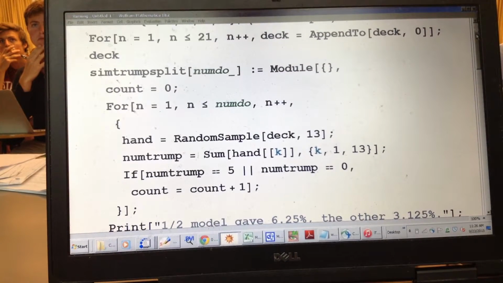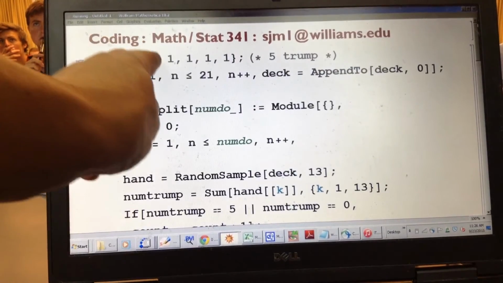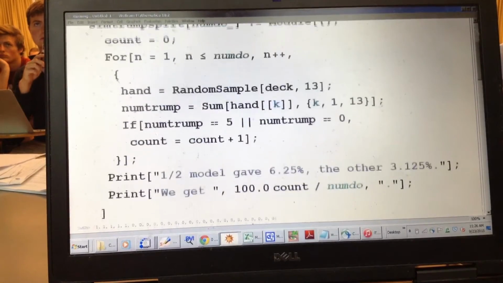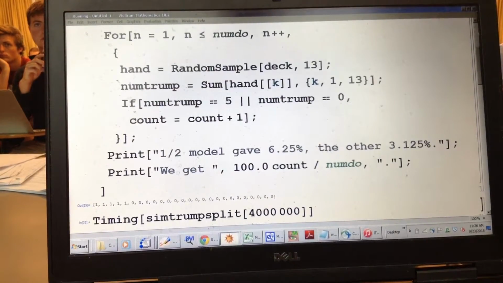So we choose randomly 13 cards from the deck. And let's make sure we put in 5 trump: 1, 2, 3, 4. We have 5 trump. We put in 21 non-trump. We sum, and if the sum is 5 or if the sum is 0, we increase the count by 1. And then did we say it was supposed to be about 3.2%, not 3.1%?